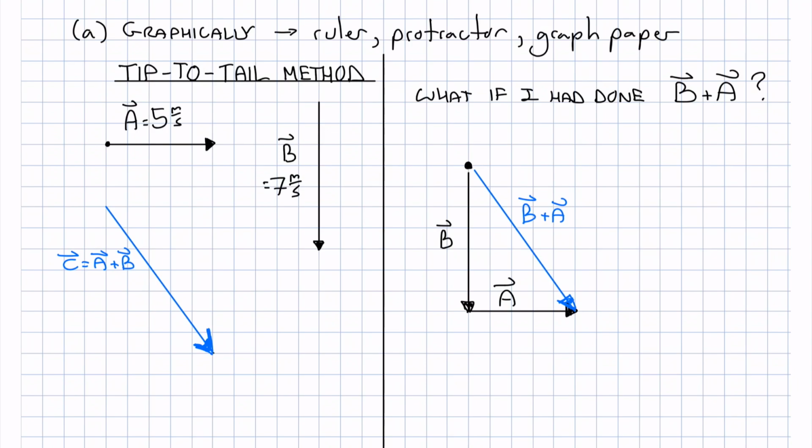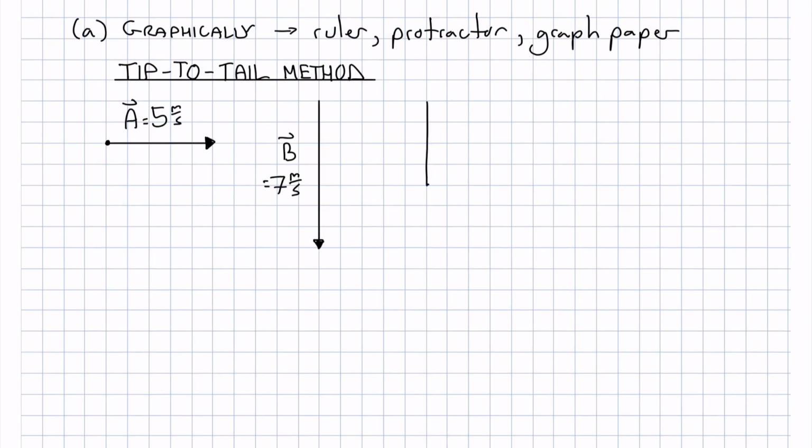The fact that doing it as A plus B or B plus A gives you the same result is an example of the commutative property of addition. So you can add vectors in any order. Let's try another example. This time it'll involve 4 vectors, A, B, C, and D, as I've drawn here, and we're going to add these together.